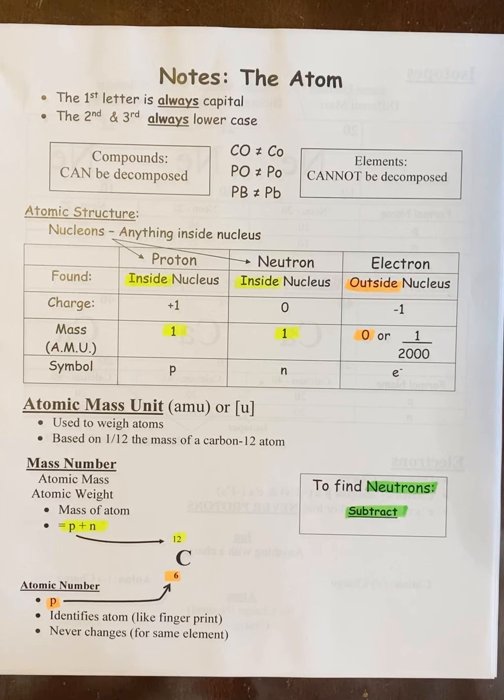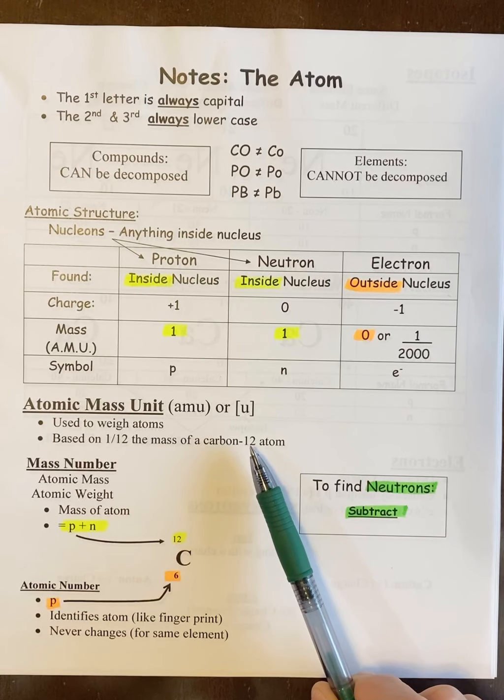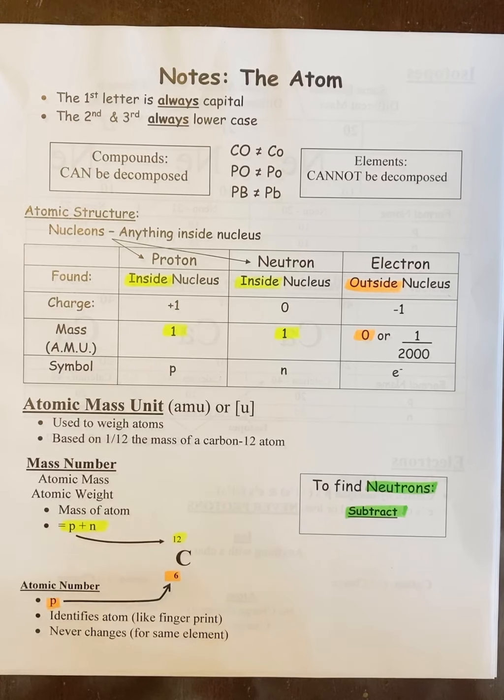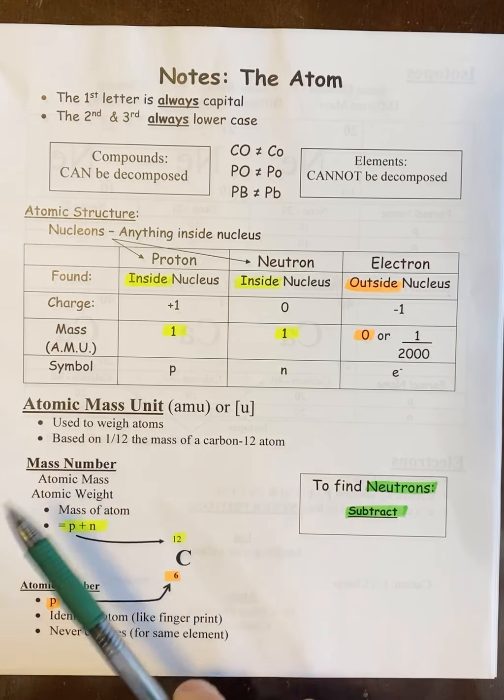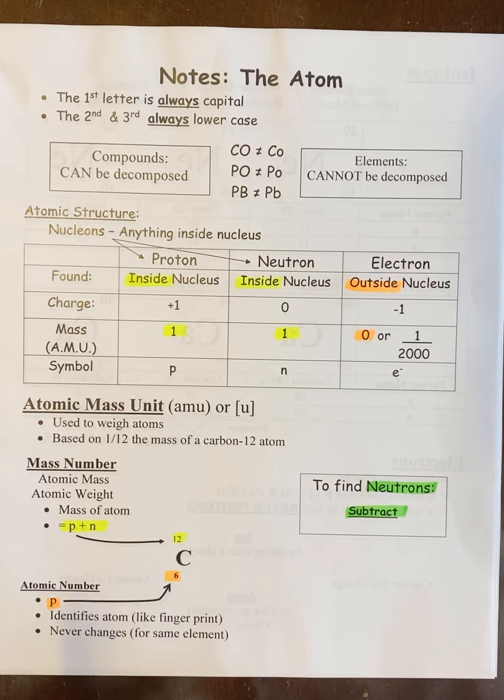You will get questions on that. It's 1/12 the mass of carbon-12, not 1/12 the mass of carbon-14, not 1/12 the mass of nitrogen-12. It's specifically carbon-12. If you take carbon-12 and divide it by 12, you get 1, and that's the AMU. I will explain more about why they use carbon-12 and not other elements later on in this unit.